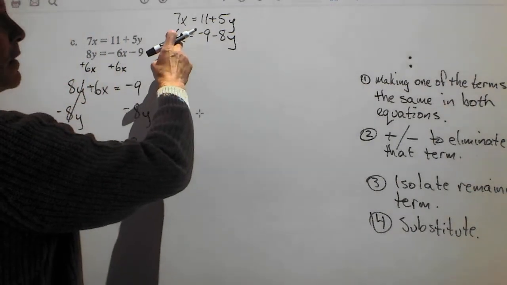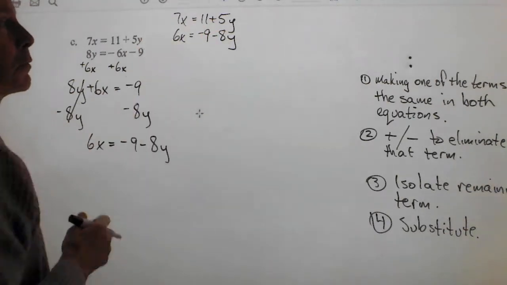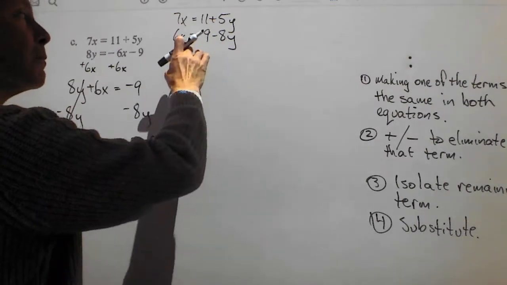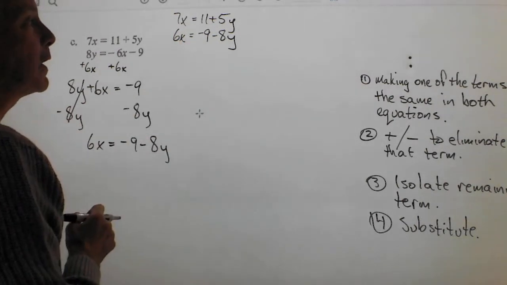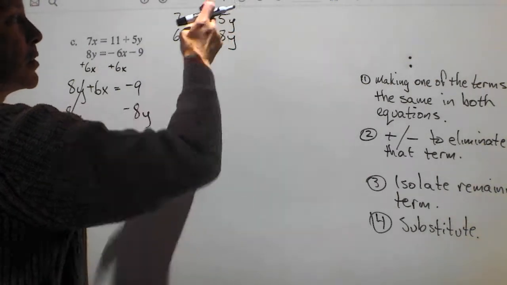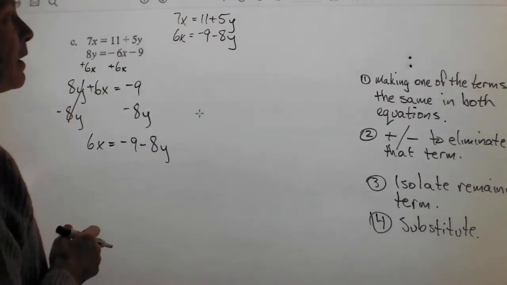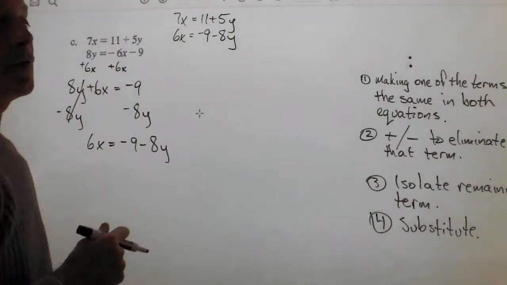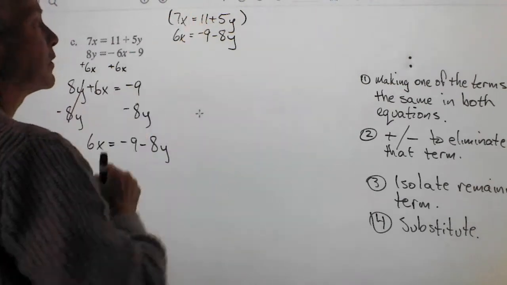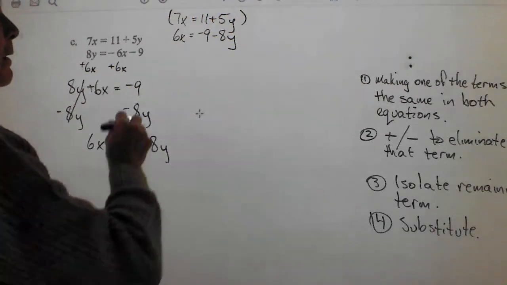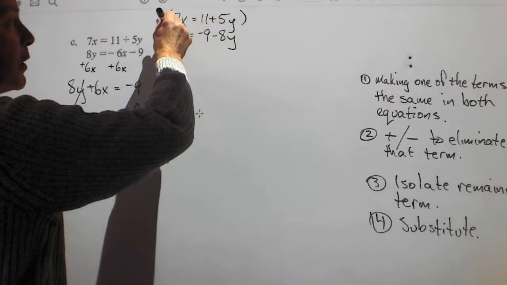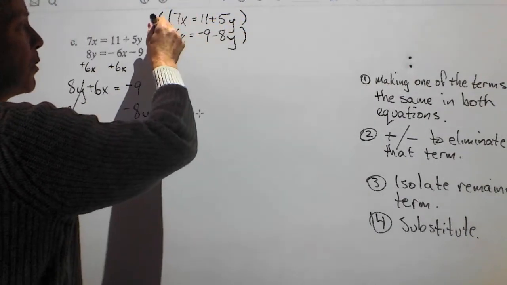So you'll notice that neither of these terms has the proper coefficient attached. So now we're going to have to manipulate both equations so that we can either make the coefficient of x the same or the coefficient of y the same. And I'm going to make the coefficient of x the same. So the least common multiple of 7 and 6 would be 42. That means we're going to have to multiply the top one by 6, that will give us a 42, and the bottom one by 7.